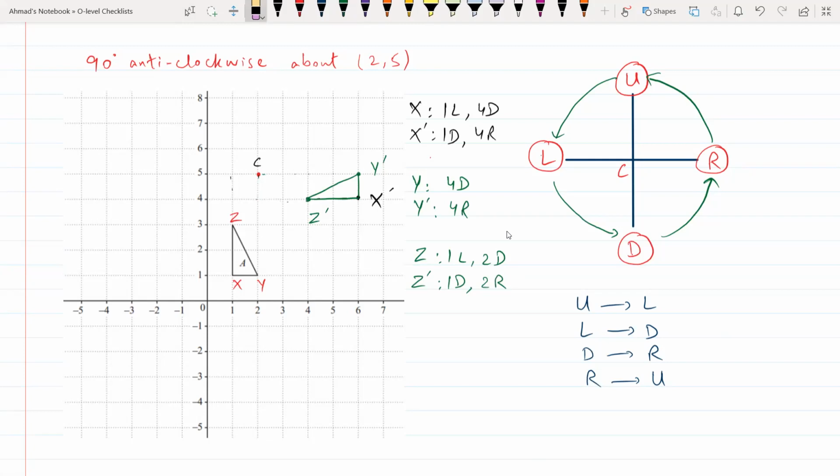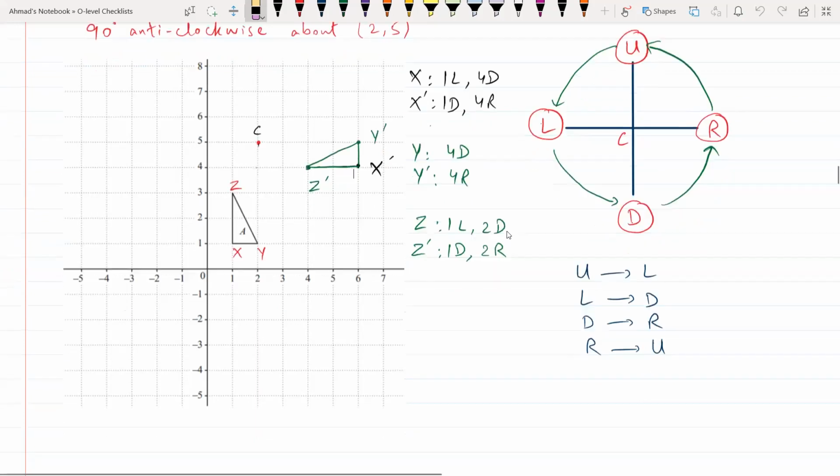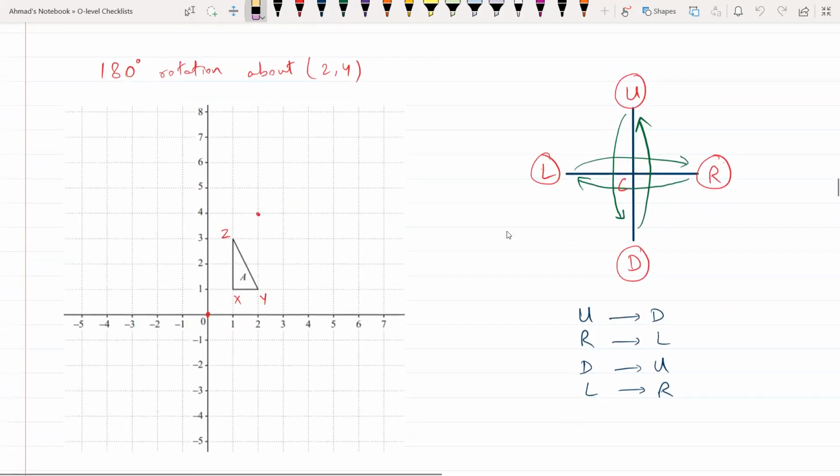Okay, so that's how you can think about this, and you can do this for any center of rotation. Center से आपने देखना है आप किस तरह से उन points से पहुंच सकते हो और वो कैसे change हो जाएंगे after that rotation. All right, I hope that makes sense. Let's move on to 180 degrees rotation. What happens in that case?